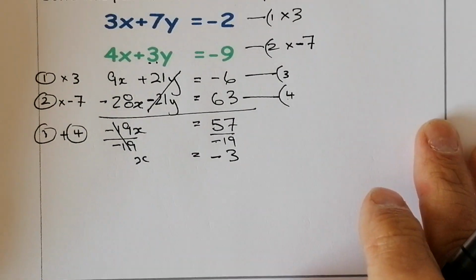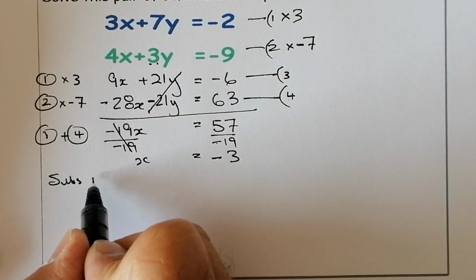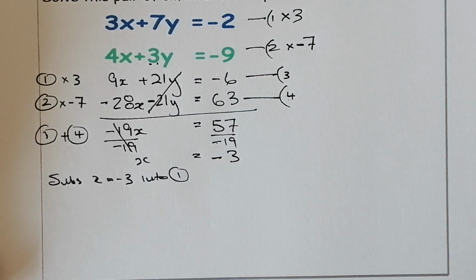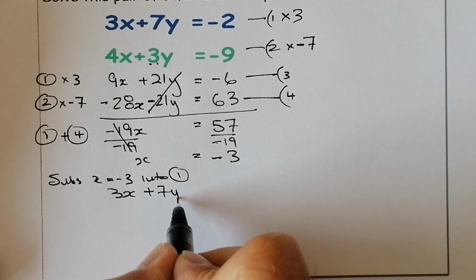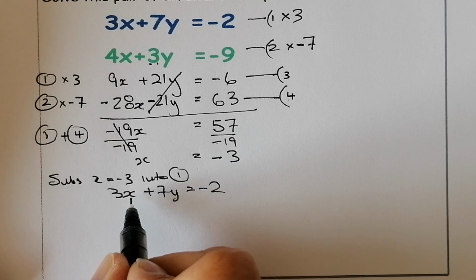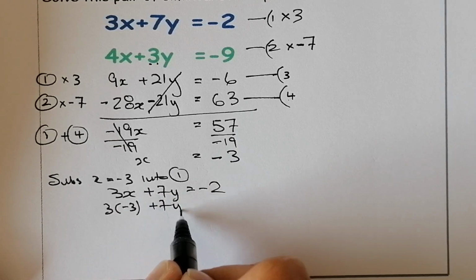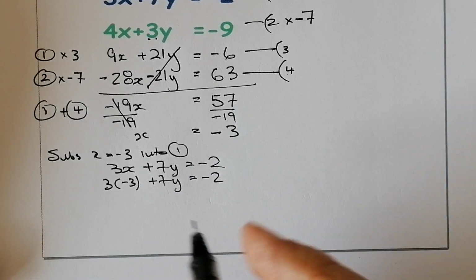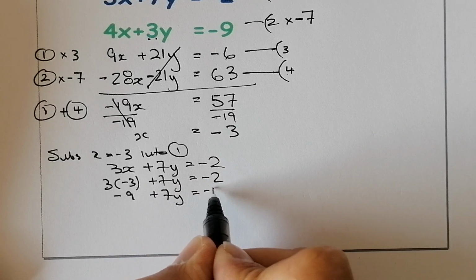So what we'll do then is we will substitute x is equal to minus 3 in, and we're going to just go for equation number 1. So equation 1 starts off as 3x plus 7y is equal to minus 2. So negative 3 going in here for x, so that's 3 times negative 3 plus 7y is equal to negative 2. So I'm just going to work that part out. So that's going to be negative 9 plus 7y is equal to minus 2.